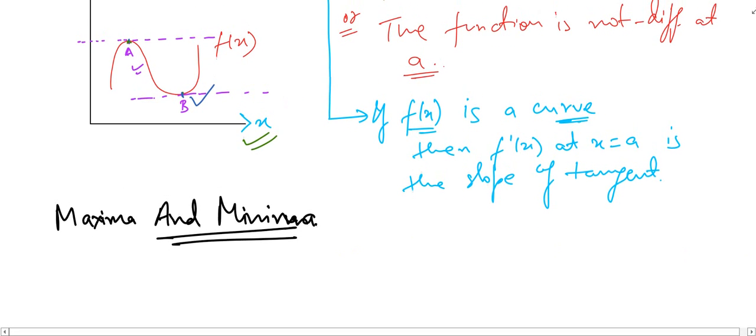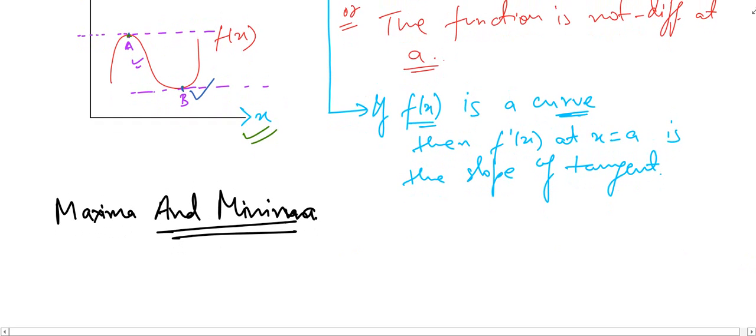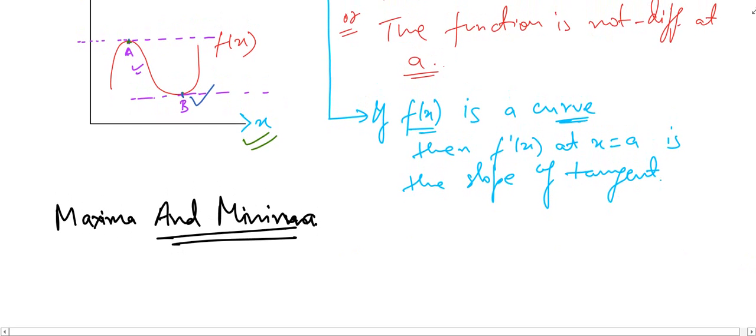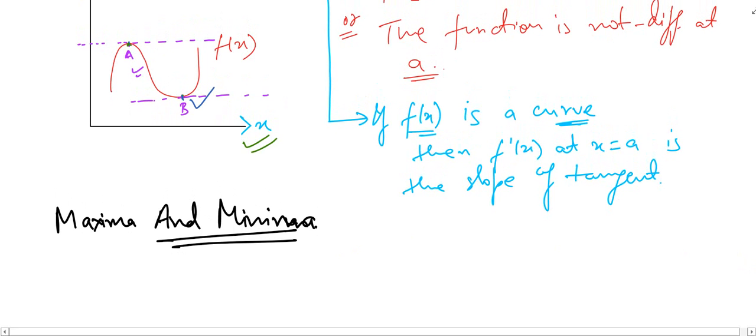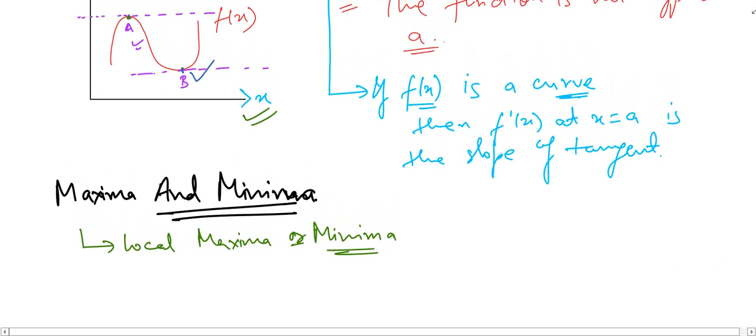This graph gives a better understanding. A maxima, as the name suggests, deals with something that is maximum. And minima resembles the word minimum, so it deals with something which is minimum. So the first concept which arises is local maxima or minima. So what are these things?